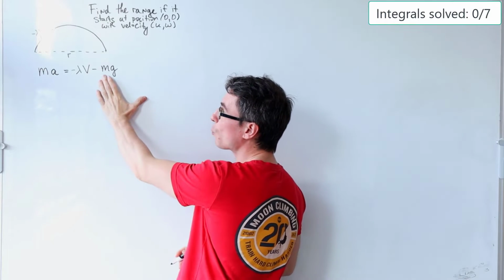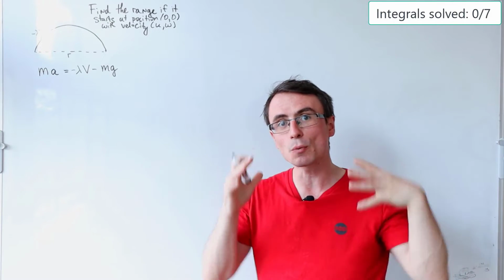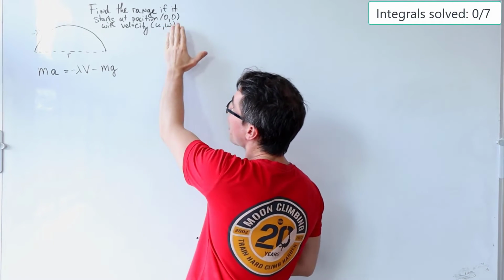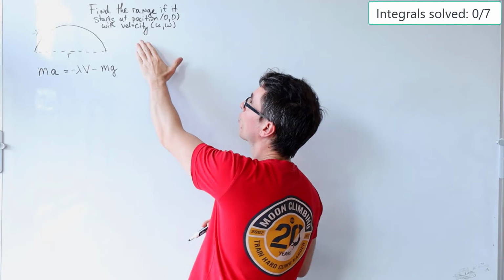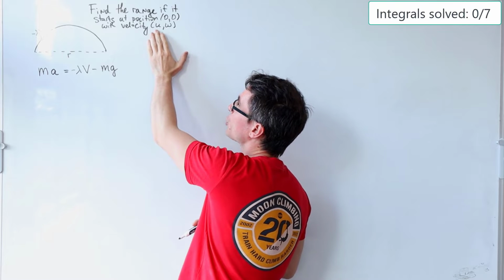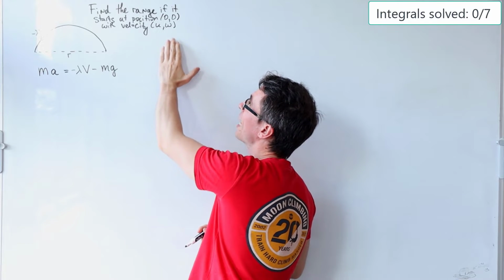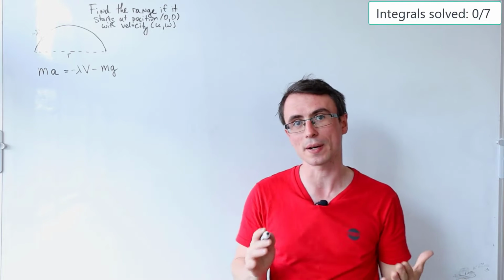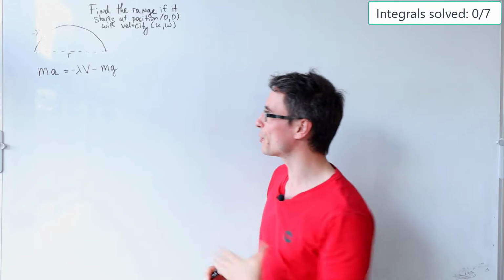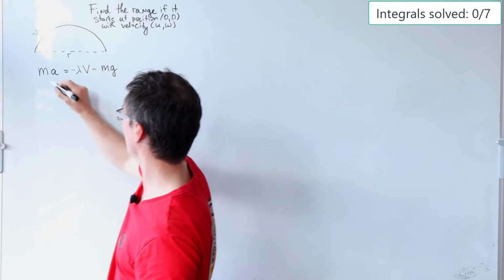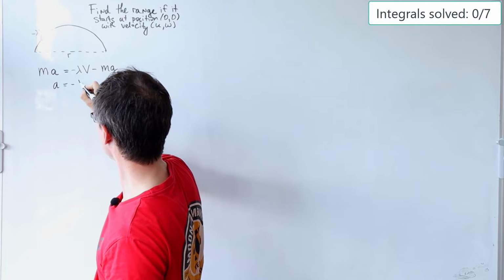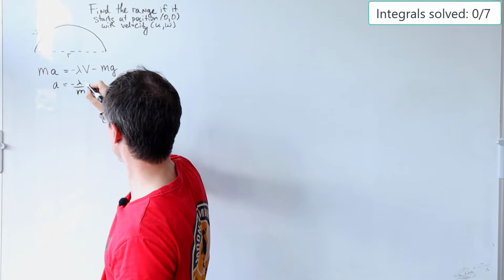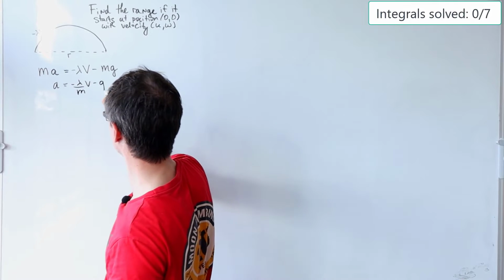We also have the weight as part of the equation, and what we need to do is to find the range if the projectile starts at the origin with an initial velocity u in the x direction and w in the y direction. The first thing that I'm going to do is just divide all sides by m, so I'm going to get that a is equal to minus lambda over m times v take away g.